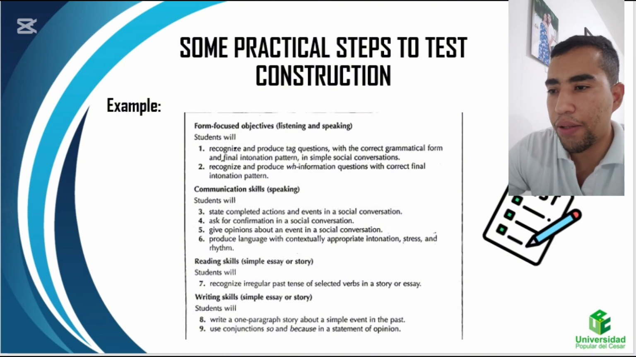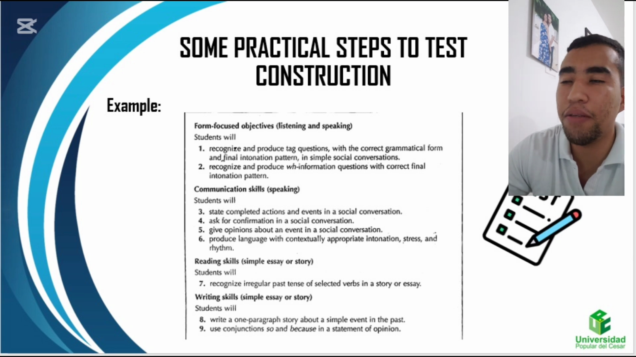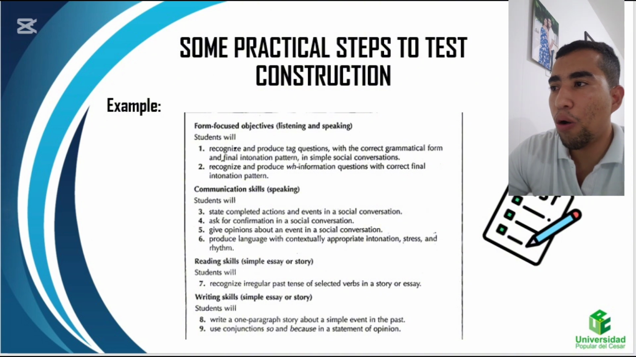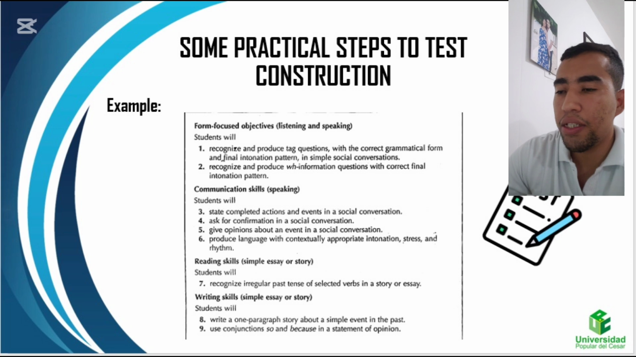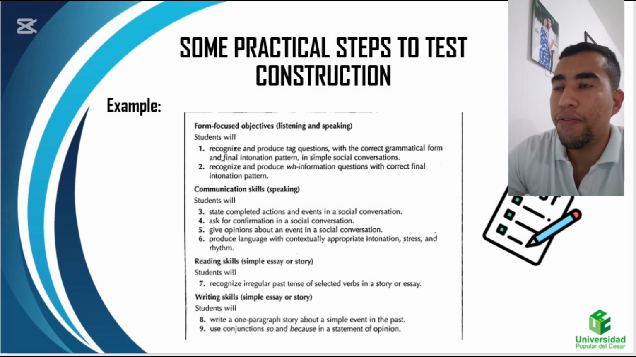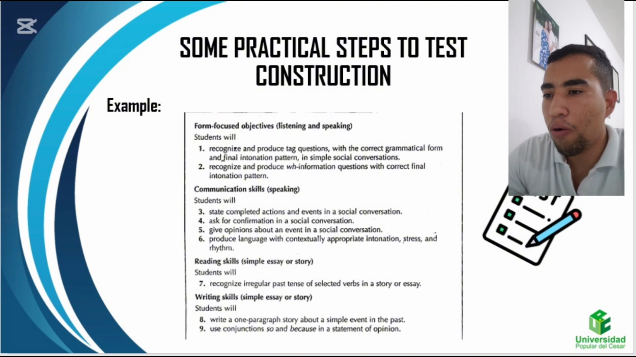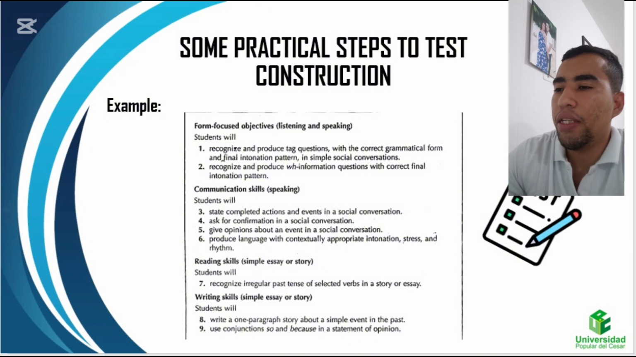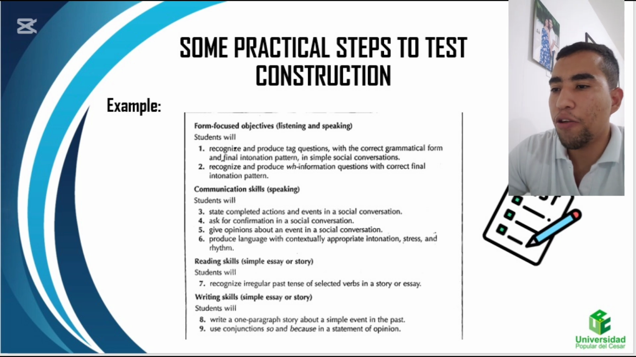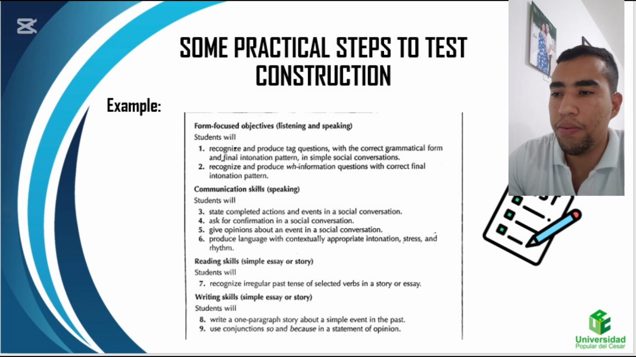Writing skills: write a paragraph, a story about a simple event in the past, for example, about your experience with Festival Vallenato, as I said before. Use a conjunction, so, because statement. It's completely useful for our students. It's something that we can do in our classrooms.